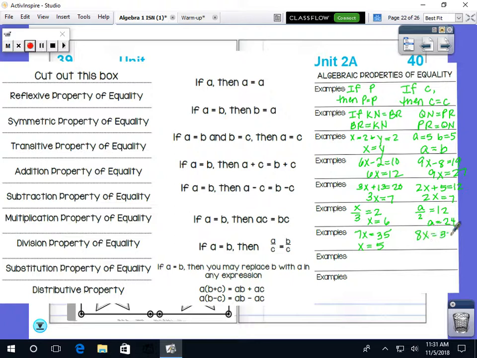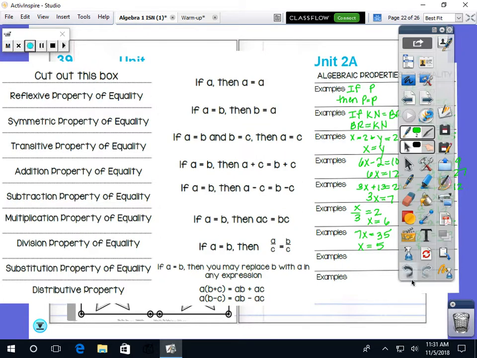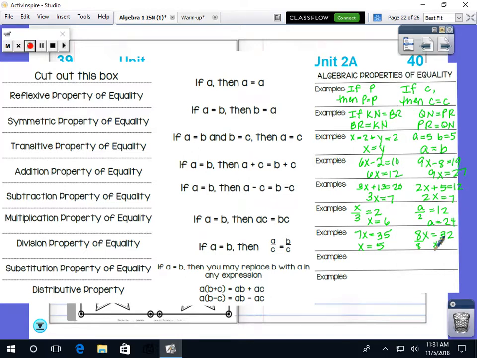Right. If you had the problem 8x equals 32, what's the very first thing you would do on both sides? You would divide by 8. That's why it's called the division property of equality. And you're doing it on both sides, which is why it's a property of equality, because you're keeping both sides equal by doing the same thing to both sides. And so when you do that, x would equal 4.